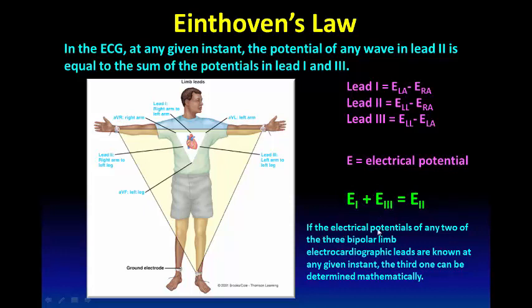So if the electrical potentials of any two of the three bipolar limb leads are known, the third one can be determined mathematically using Einthoven's law of the ECG.